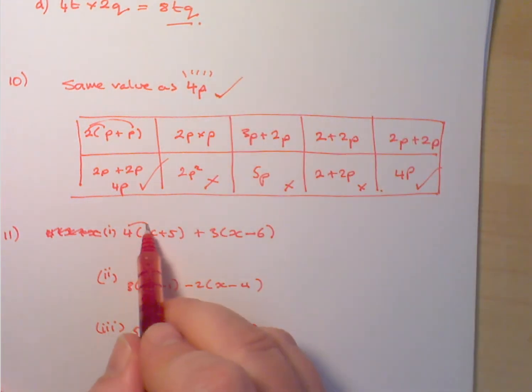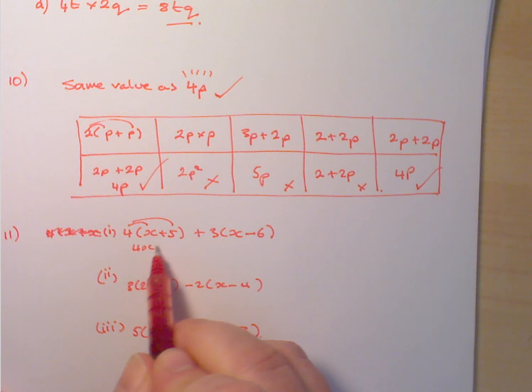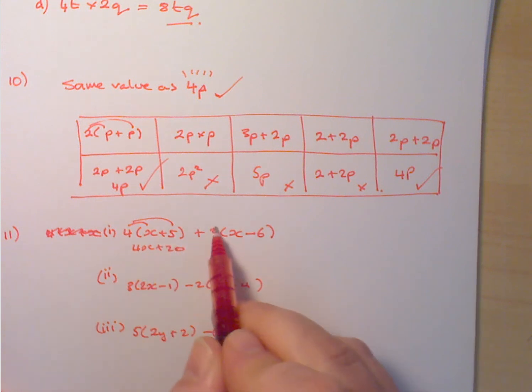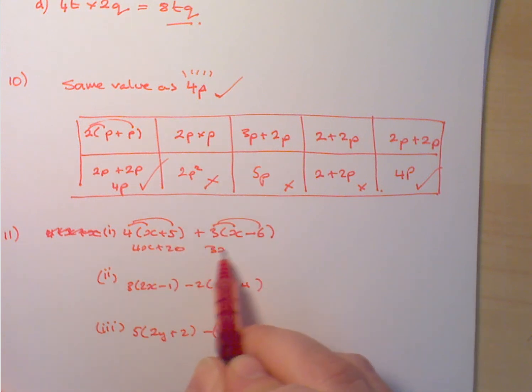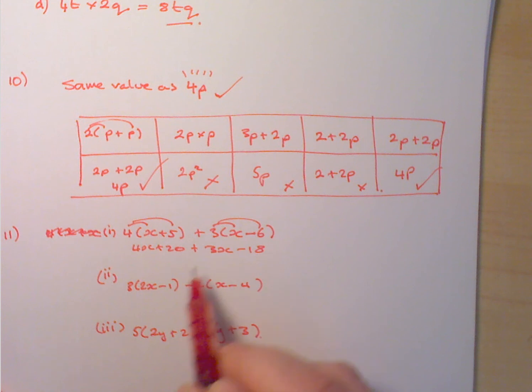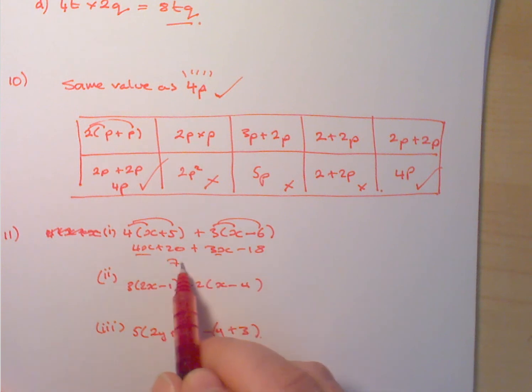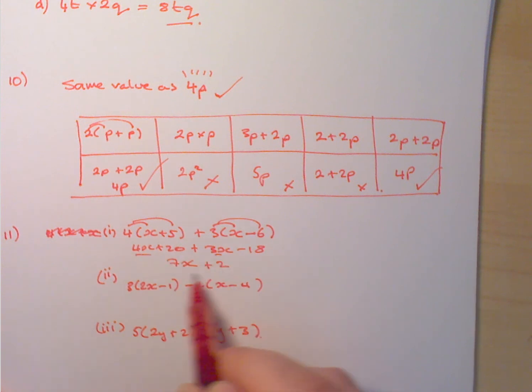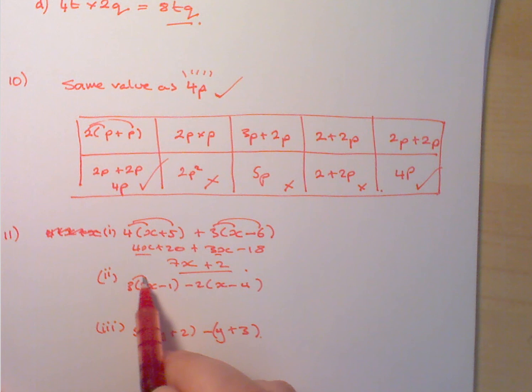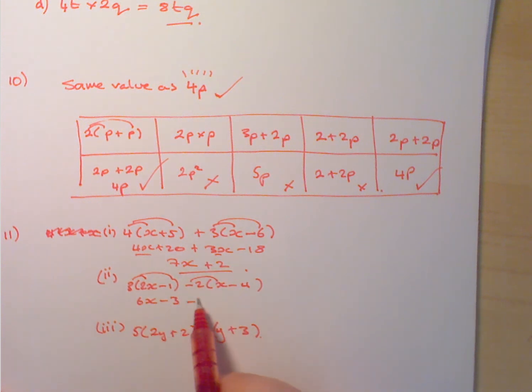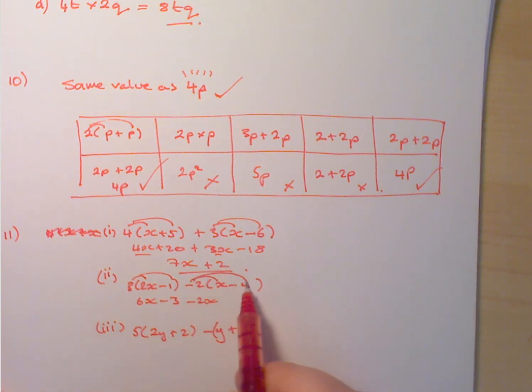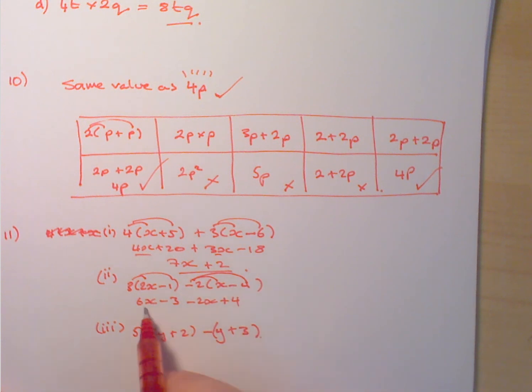Here we get this one times this one, gives me 4x plus 20. 3x, so 3x minus 18. And so that gives you 7x plus 2. This is 6x minus 3 minus 2x minus 2 times minus 4. Check it on your calculator, plus 4. And 6x take away 2x is 4x. That gives you just 1.